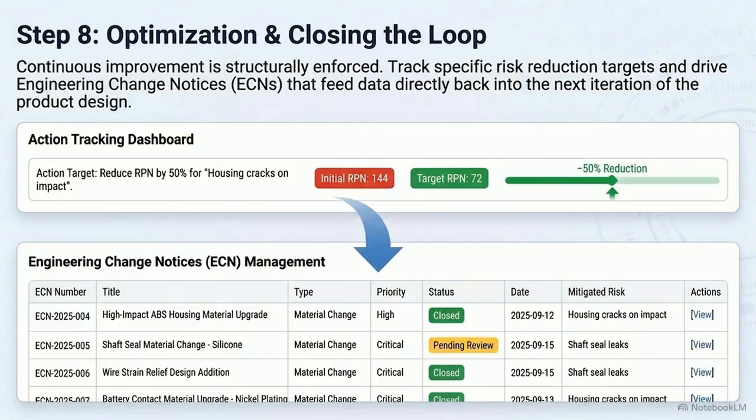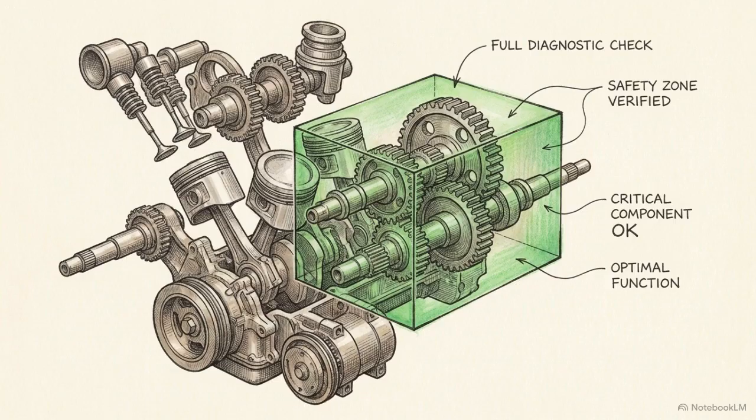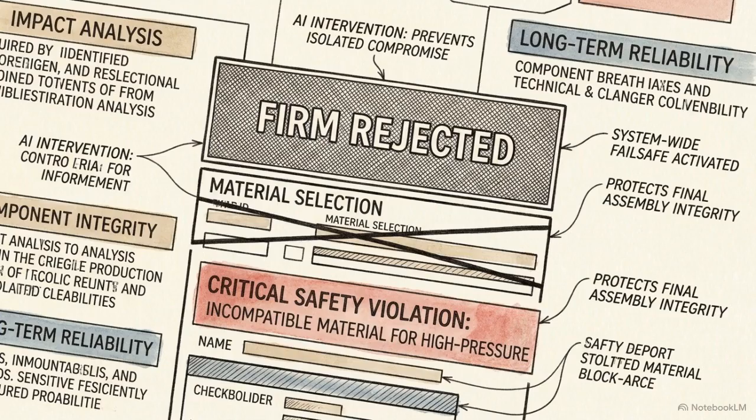This dashboard forces a closed-loop resolution. To mitigate the risk of shaft seal leaks, it generated an engineering change notice to upgrade the material. Rooted in empirical physics rather than guesswork, the revised design easily passes regulatory testing on the first attempt. By maintaining total situational awareness across the bill of materials, requirements, and regulations, the AI actively prevents teams from making isolated compromises that hurt the final product.